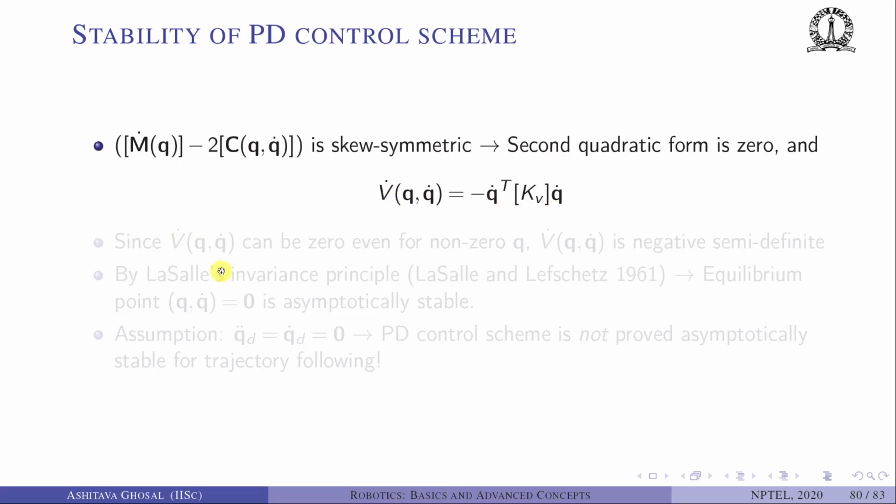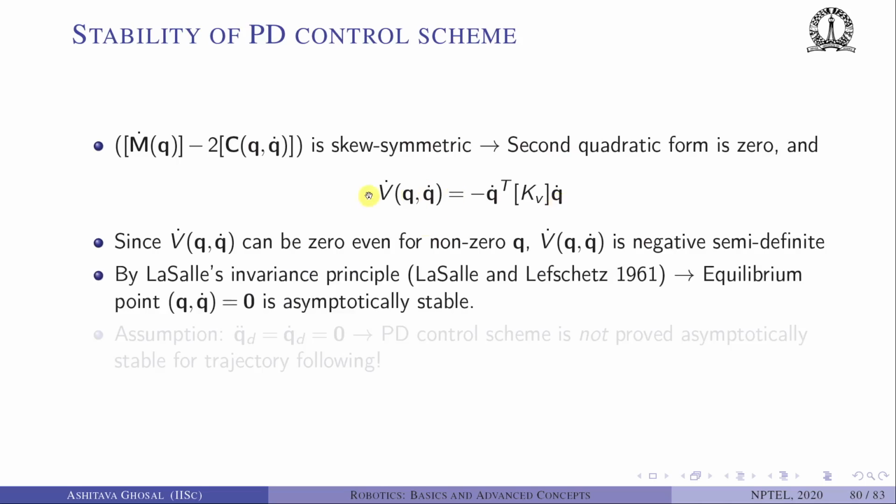But since V dot can be 0 even for non-zero q dot, it is not negative definite. So this is negative semi-definite. This is like (q1 minus q2) whole square, similar to that case: the function can be 0 even when q1 and q2 are not 0. However, you can show by the LaSalle and Lefschetz invariance principle that the equilibrium point q and q dot is asymptotically stable.